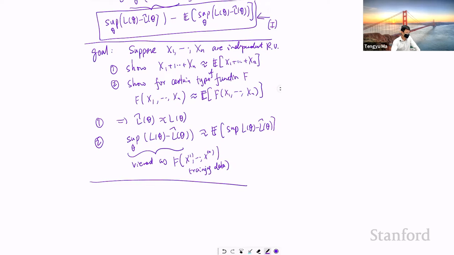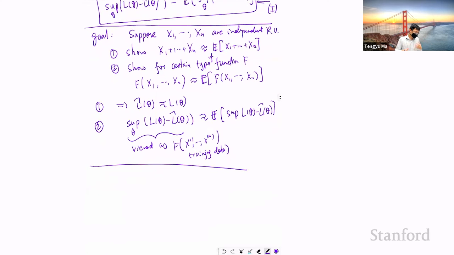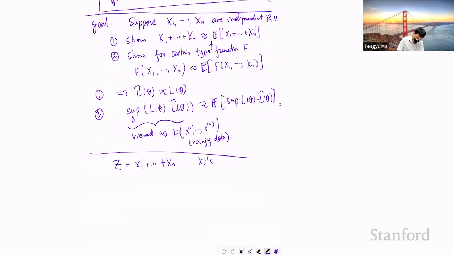So let's start with the simple version, when you have a sum of independent random variables. We have discussed this before in the context of the Hoeffding inequality. I'm going to have a more comprehensive discussion about this. So let's consider a random variable z, which equals the sum of x1 up to xn, where the xi's are independent.